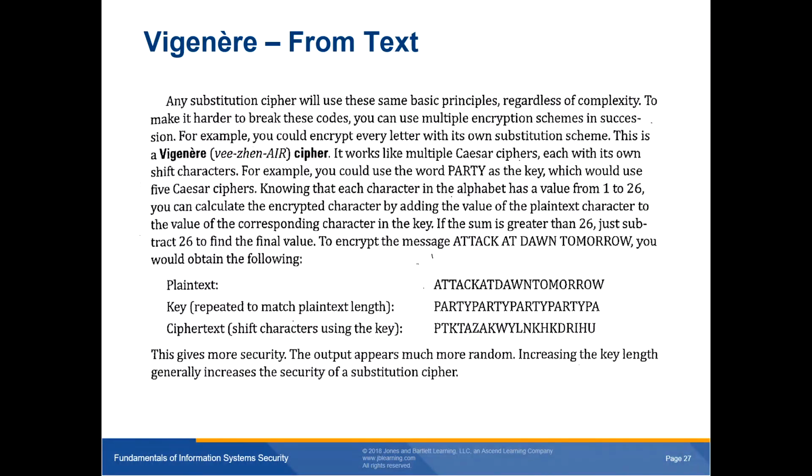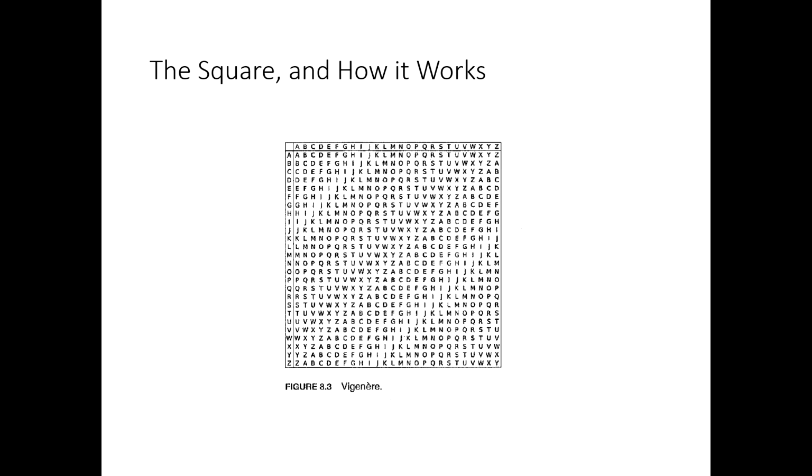To encrypt the message attack at dawn tomorrow, you would obtain the following. There's your plain text in the first row, the key repeated, party, party, party, party, and the shift characters using the key. And once you do it, this of course gives more security. The output appears to be much more random. Increasing the key length generally increases the security of the substitution cipher. Not only that, but having a longer key length with no duplicates or minimal duplicates does increase the security of the cipher. And again, this is the Vigenère square that we used in IT 2531.